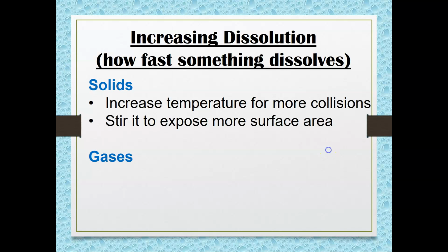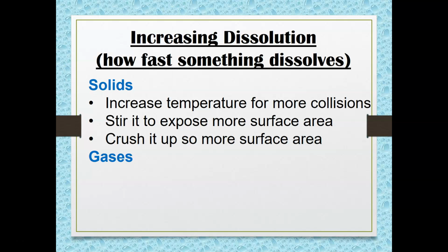You could also stir it. If you stir it, you're going to expose more surface area, right? That's why when you put sugar in your coffee, you stir it around with a spoon or a little stir stick. You're trying to make it dissolve more quickly by exposing more surface area to allow for more collisions. The other thing you could do is crush it up. So instead of putting a sugar cube into your coffee, if you crush it into just regular granulated sugar, there will be more surface area exposed, and so it will dissolve faster.